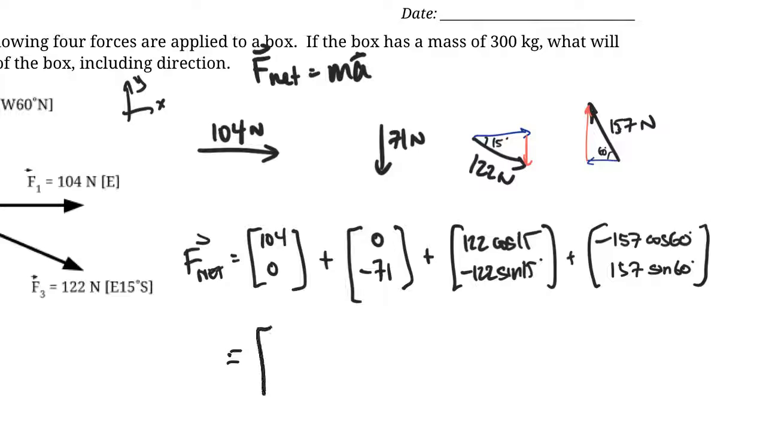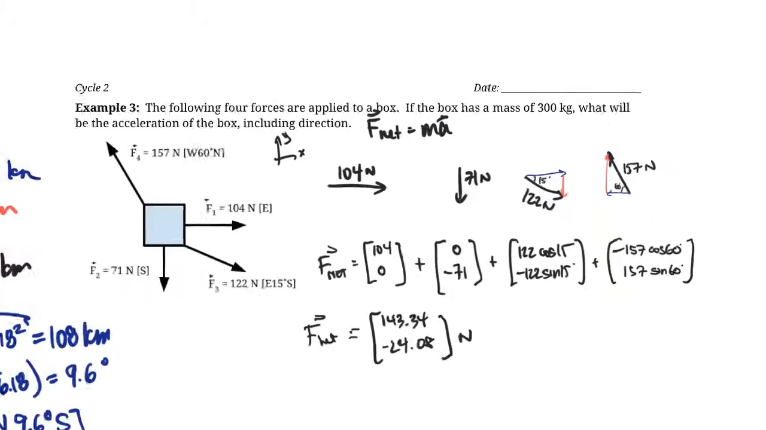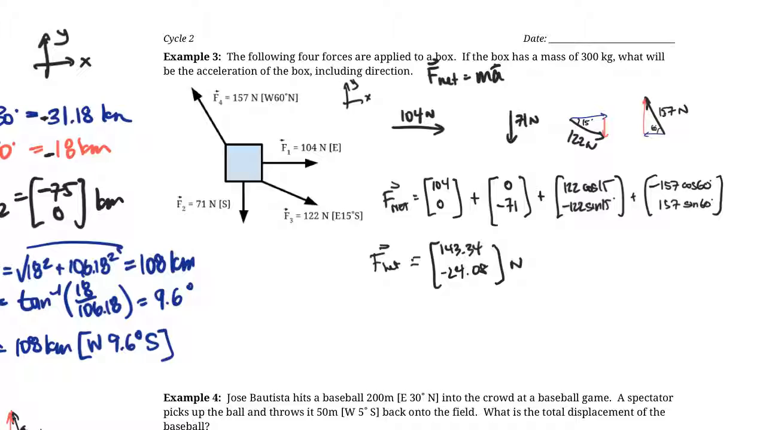The x component comes out to, according to my calculation, 143.34. And the y comes out to negative 24.07, I guess, or 0.08 to round to 2 decimals. Those are in newtons. So there's our final vector. Now we can find the final triangle from that, right? The resultant triangle from each of those.